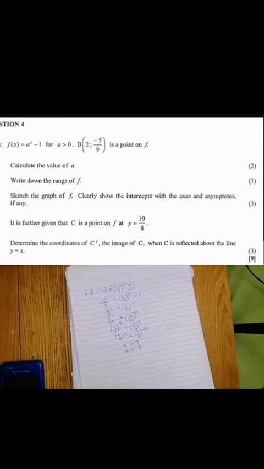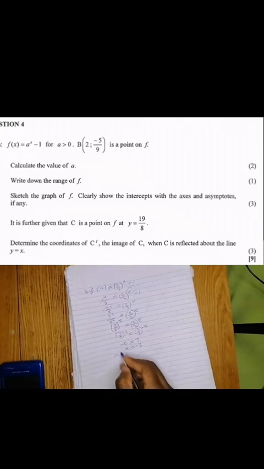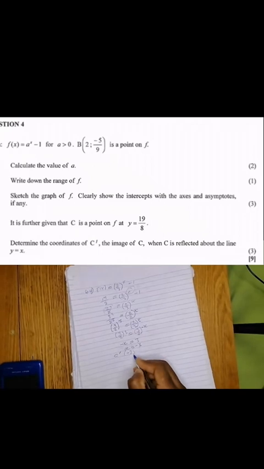So now they say determine the coordinates of C, the image of C, when C is reflected, meaning that the coordinates of C are negative 3 and 19/8.